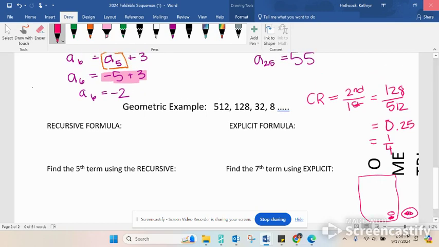So I'm going to use my recursive formula. I'm just copying this from the front side. And since I'm using a geometric, this formula has a G instead of an A. And minus 1. And I'm going to multiply by my common ratio. I wanted to make sure I got that right for you guys.